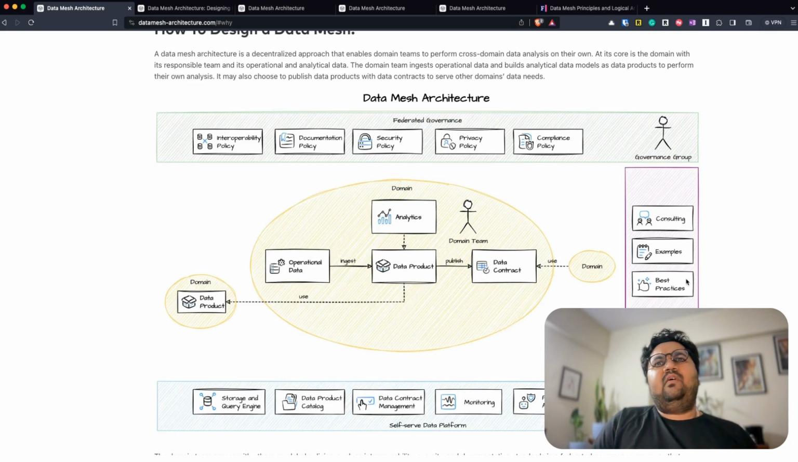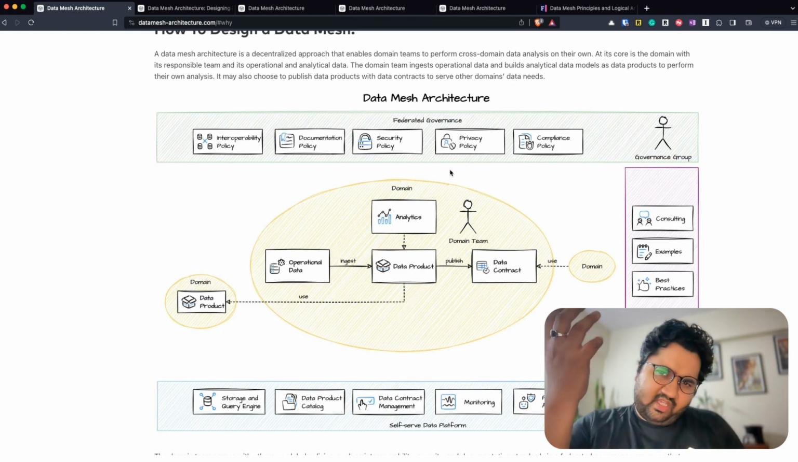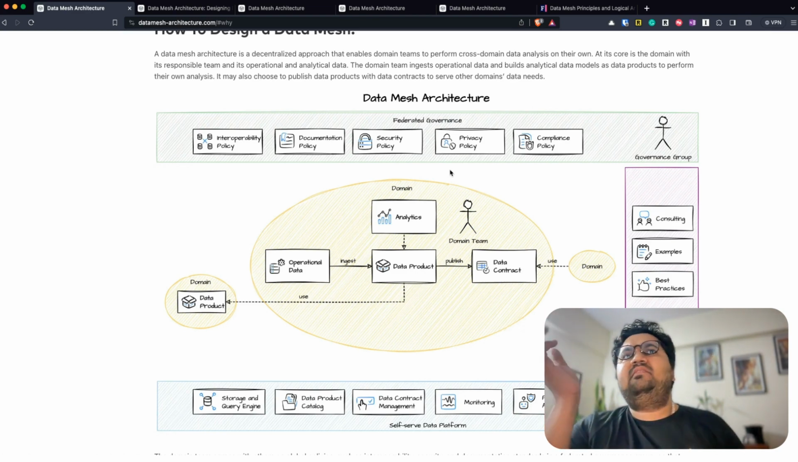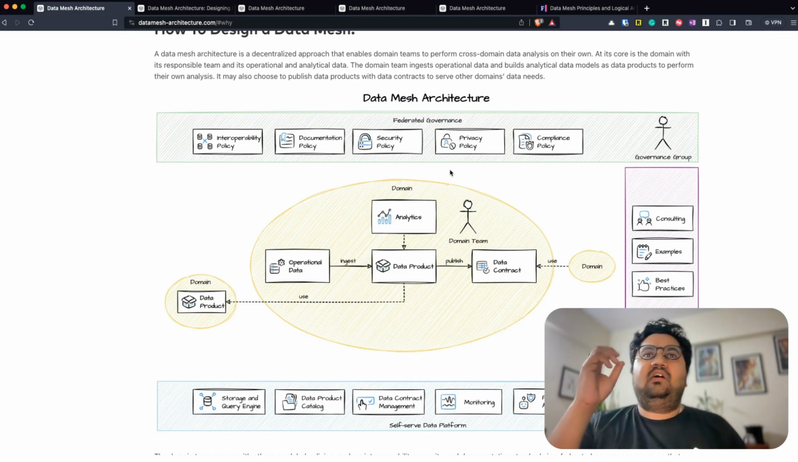On the right-hand side, you have the enabling team, which is consulting and providing examples and best practices. On top, you have the governance group, which is doing the policies, the security review, compliance review, privacy reviews, adherence to enterprise standards, and alignment with other groups within the organization.